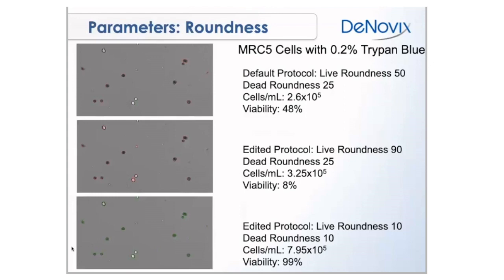So with the default protocol, again, this is the same sample, viability 48%, cells per mil about 250,000. When I bring that live roundness way up, I'm now biasing things away from being counted as live and biasing them towards being counted as dead. So my viability went way down to 8%, and then going the other way, live roundness down to 10, your viability goes up to about 100%. So the users do have a lot of control with these roundness settings to say what gets counted as a cell or not.